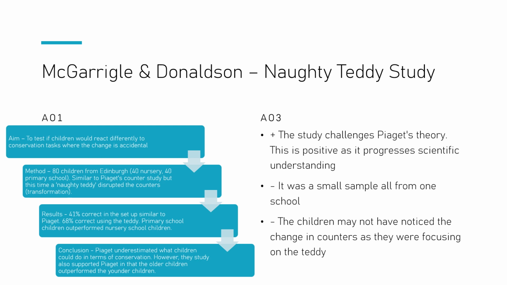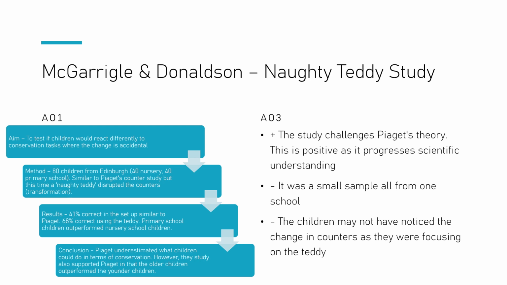So looking into some of these studies then, firstly, McGarrigle and Donaldson. This is a named study on the specification, which means you need to be able to know the aim, method, results, conclusion. You could get asked about any of those, and you need to be able to evaluate this study. As we've already seen, you can use these studies as evaluations of other parts of this topic anyway, but that helps. So McGarrigle and Donaldson, they did what was known as a Naughty Teddy study.